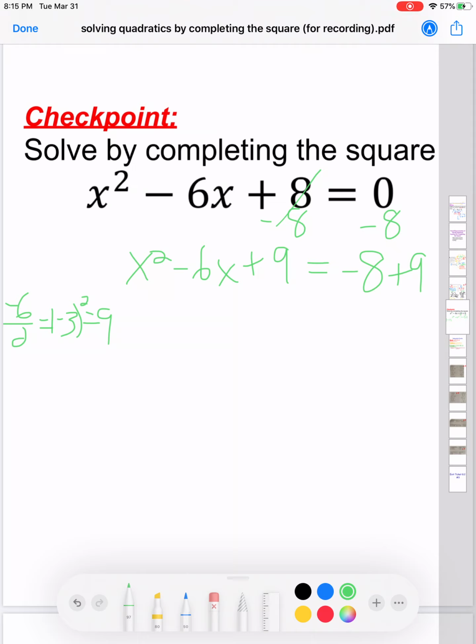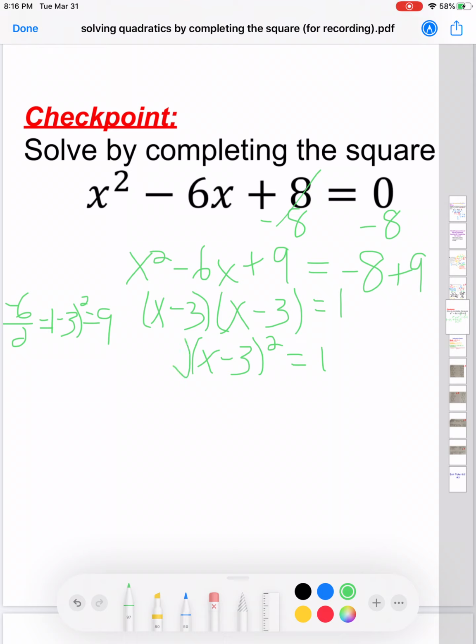Step 3 says to factor the left side. So here we're going to think about what are the factors of positive 9 that add to negative 6. And you should have used negative 3 and negative 3, because negative 3 times negative 3 is positive 9 and negative 3 plus negative 3 is negative 6, which again, we want to write just once, squared. Simplifying the right side, negative 8 plus 9 will give us positive 1.